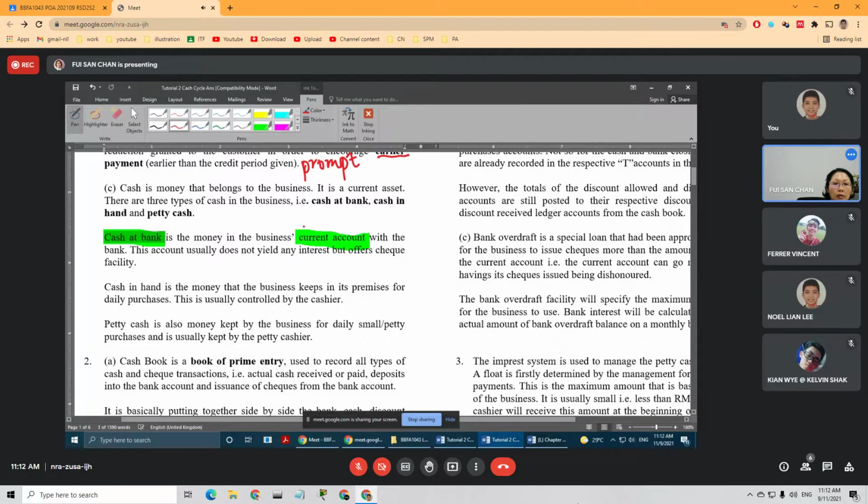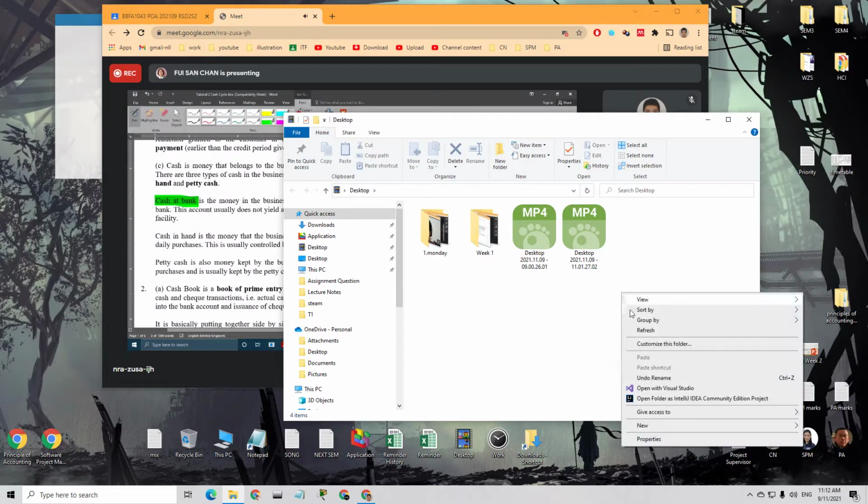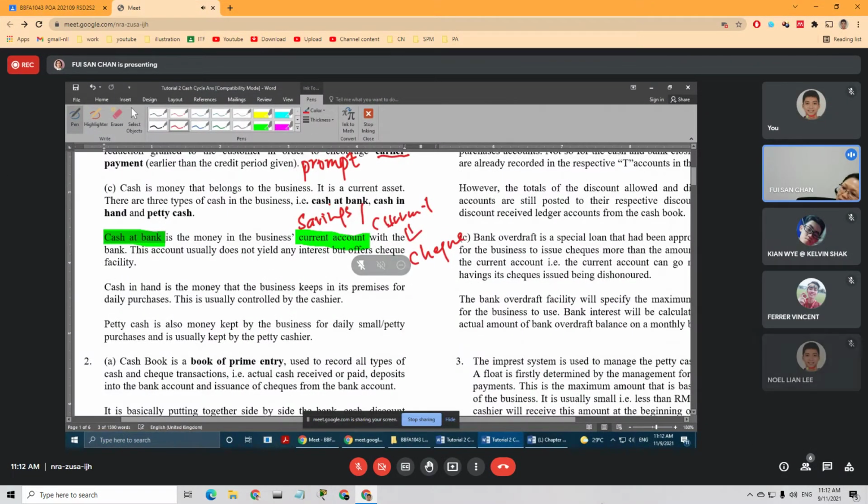They call it current account. So either you have savings or you have current account. With a current account, you are able to issue check. With a savings account, there's no checkbook. They don't allow you to issue check.